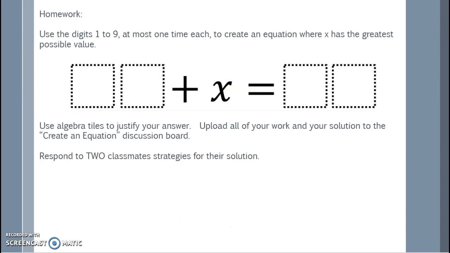Homework. Use the digits 1 through 9 at most one time each to create an equation where x has the greatest possible value. Use algebra tiles to justify your answer. I'll upload all of your work and your solution to the Create an Equation discussion board. Please also include all the attempts that you tried because it's part of your thought process. And respond to 2 classmates' strategies for their solution.